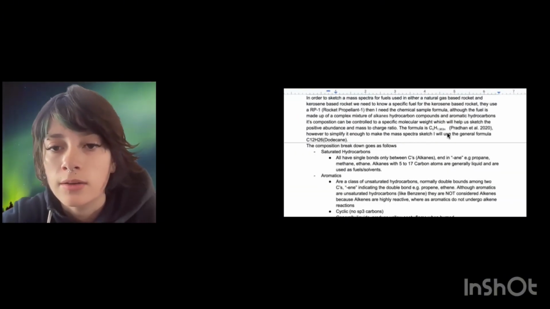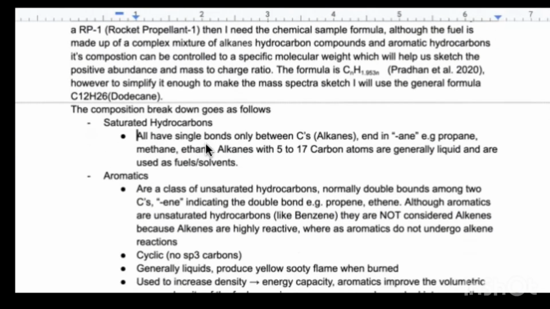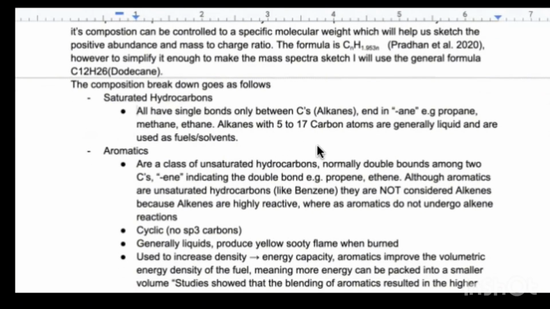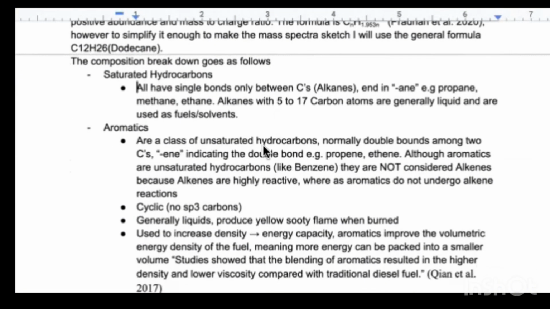The formula is given as CnH2n+2, but in order to define the mass spectrum sketch, I'll use the general formula, and the mass concentration breaks down as follows: saturated hydrocarbons. Saturated hydrocarbons have single bonds between carbons, for example propane, methane, and ethane, the alkanes. They are generally liquid and used as fuel solvents.